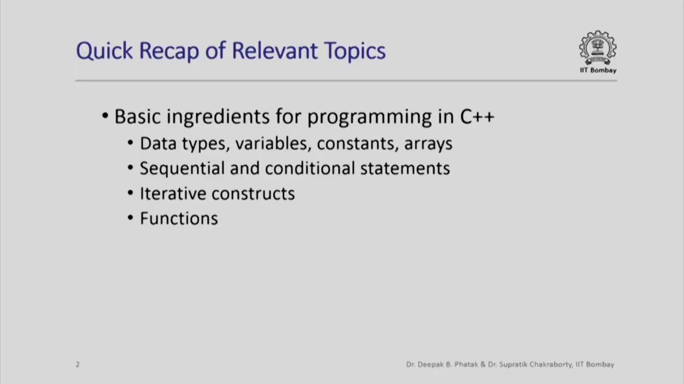Here is a quick recap of some of the relevant topics we have already studied earlier in the course. We have studied about the basic ingredients necessary for programming in C++. Specifically, we have studied about various data types and the usage of variables, constants and arrays. We have seen how sequential and conditional statements are used in C++, and we have also seen how iterative constructs and functions are used in C++ programs.